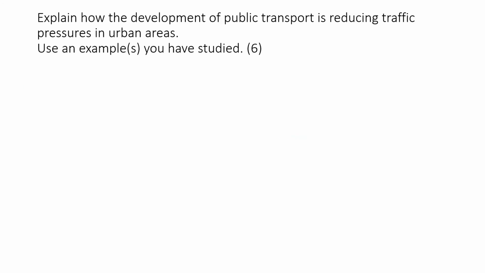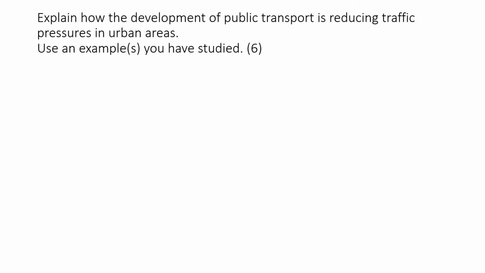Okay, let's move on. It's going to get slightly harder now. We're going to go for a 6 marker. Explain how the development of public transport is reducing traffic pressures in urban areas. Now, it is actually a slightly different question to the one that you've just done. This one, you have to use an example you have studied. Now, your example is Curitiba in Brazil. That's the name of the place.